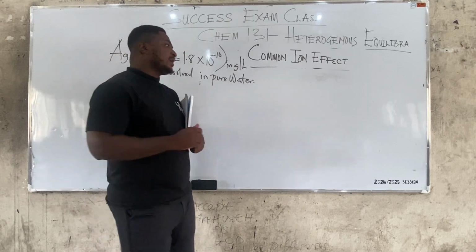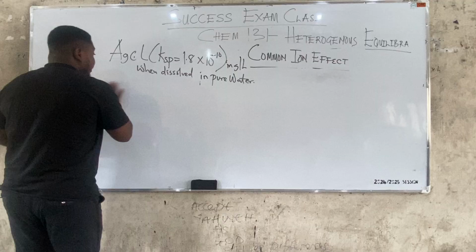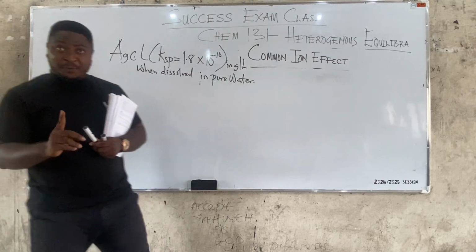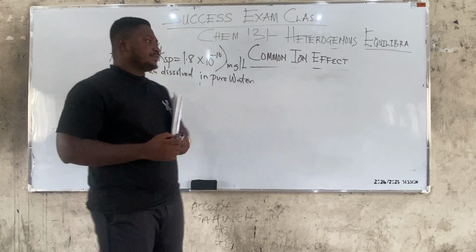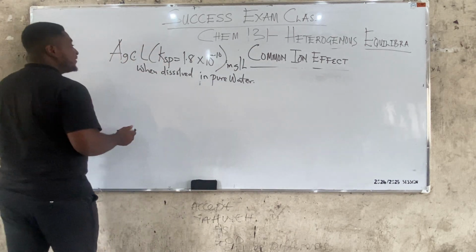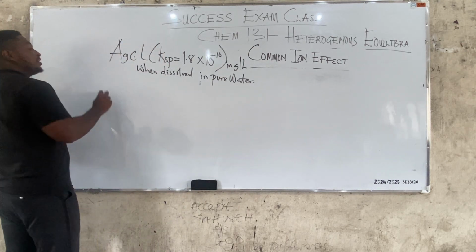We have to be very careful. Class, follow me, let's go. Because we'll first get our answer in mole per liter, and we need to change it to gram per liter. Class, the first thing, when they give you a question like this, calculate the molar solubility of AgCl.